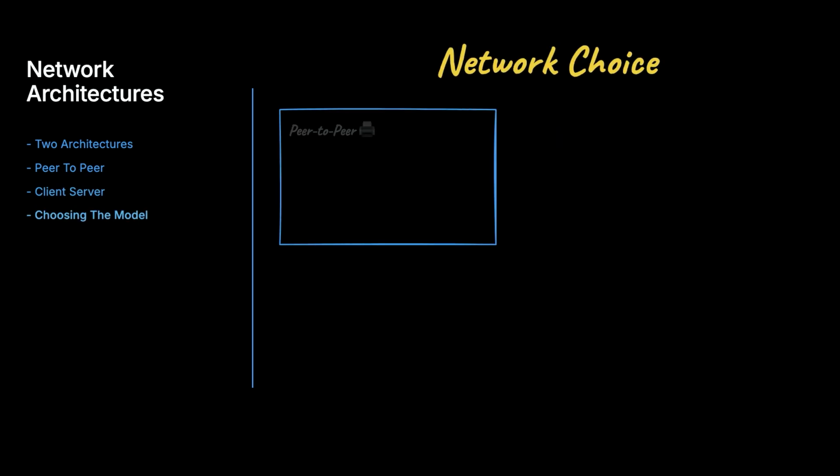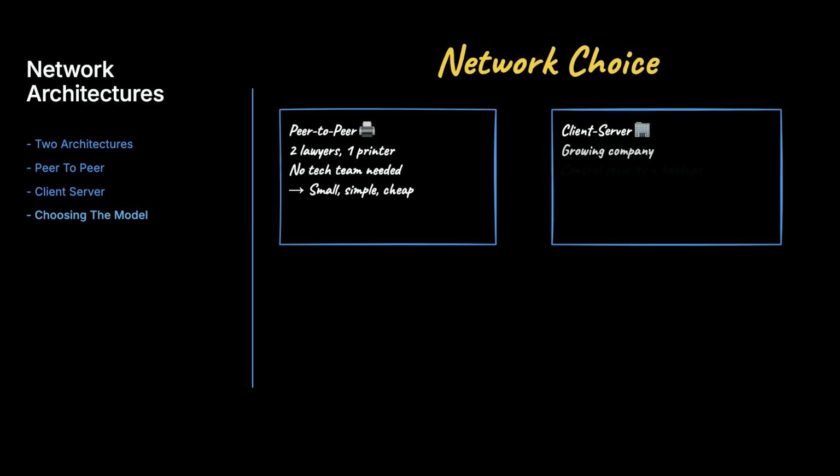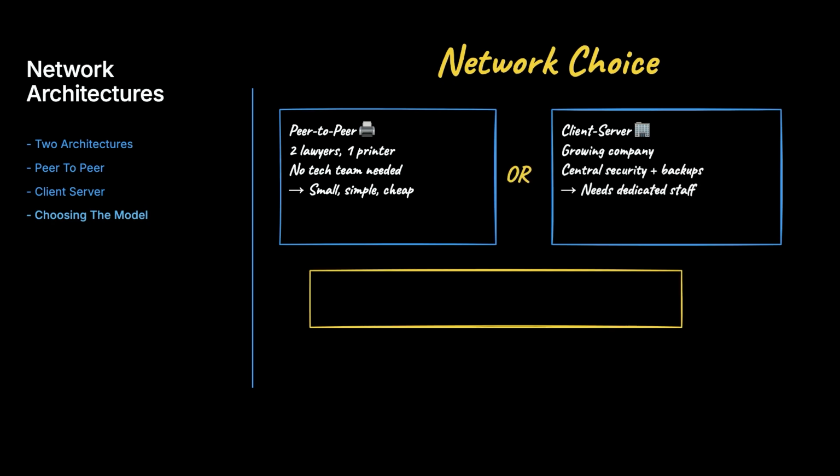Here is how to choose on the exam. Count the users and ask about staff. A two-person law firm sharing one printer with no tech team is peer-to-peer. A growing company that needs central security and backups is client-server. And remember, the cloud is not an architecture. Software as a service is client-server underneath.